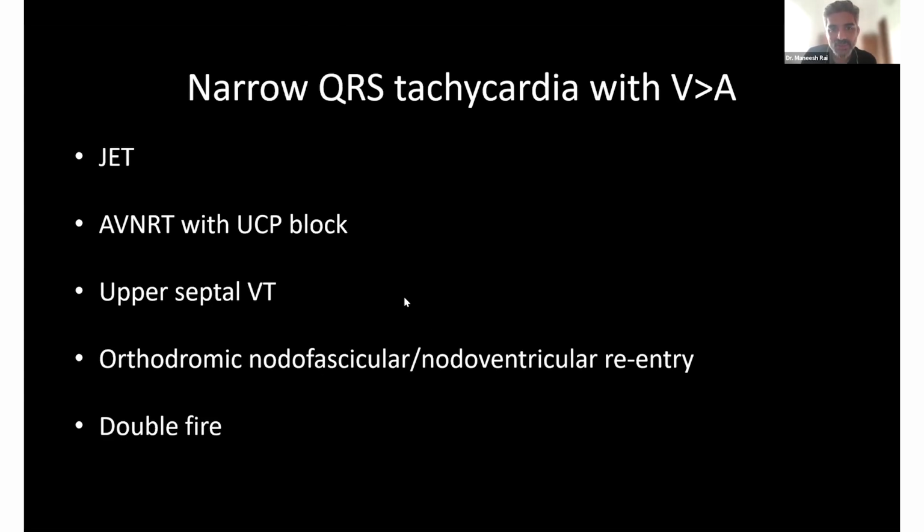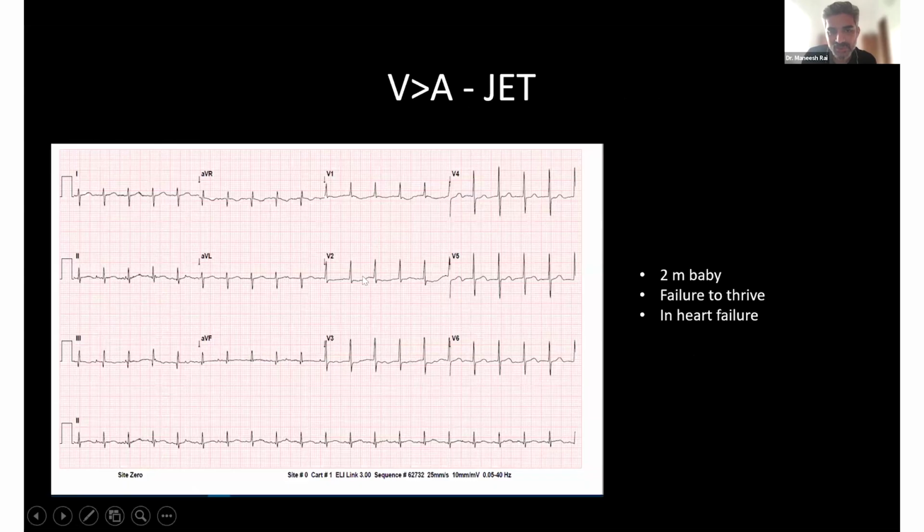So this is an example of a narrow QRS tachycardia, which looks regular. But if you see clearly, there is V more than A. You have P waves which are positive in 2, 3, aVF. So there's clearly VA dissociation. This is a junctional ectopic tachycardia seen in certain settings. In this case, it was a child with failure to thrive and heart failure.